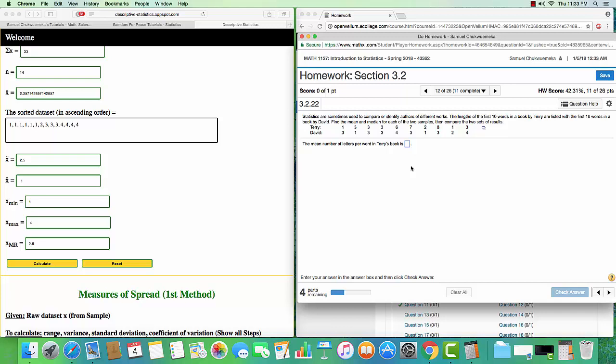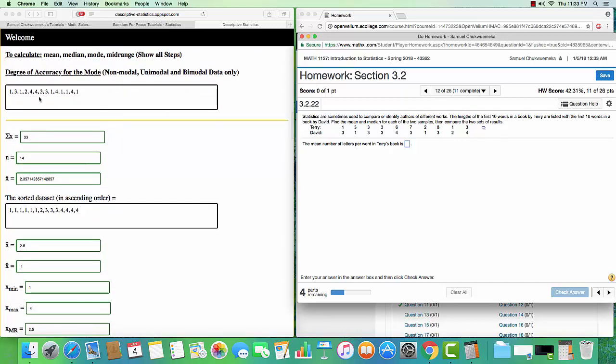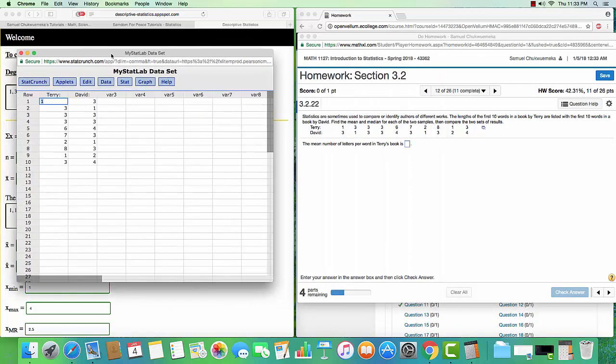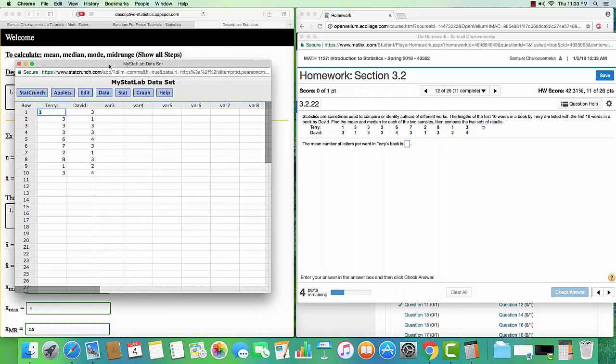With these two results, I'd prefer to use StatCrunch rather than my calculator, because with my calculator, I will type it for Terry and also type it for David, you know. So let me just use StatCrunch in this case. But at least you see there are still some cases where you have to use my calculator, right? At least for the case of mid-range, and then for the case of mode, bimodal data. Okay, bimodal data. My calculator still beats StatCrunch, right?